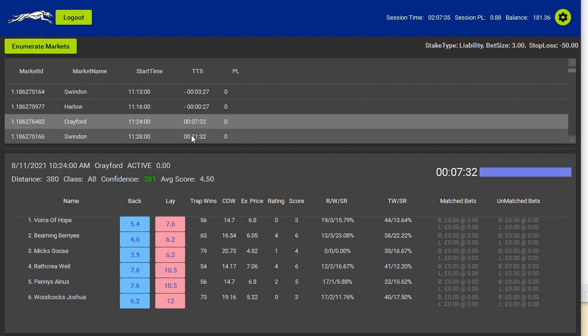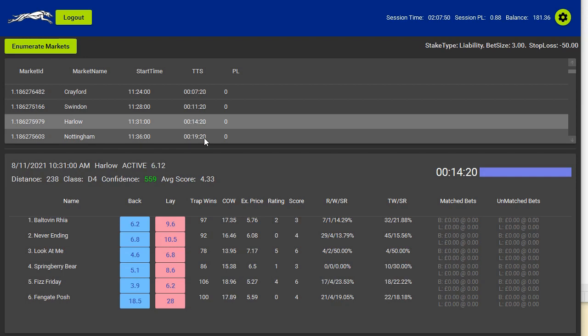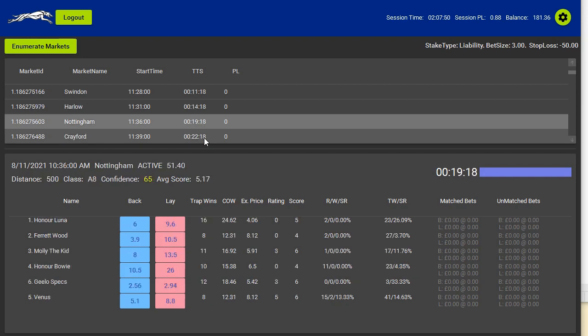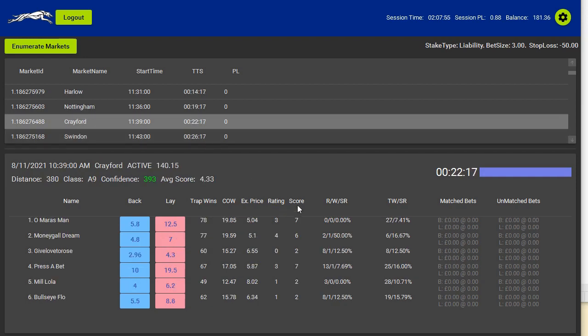Okay, so we got that race to go off. That race is all sixes, so we won't go on that one. That's all sixes. That's all sixes. That is as well. That's strange. Here's one. So the next one could be this one, which has a few scores here.